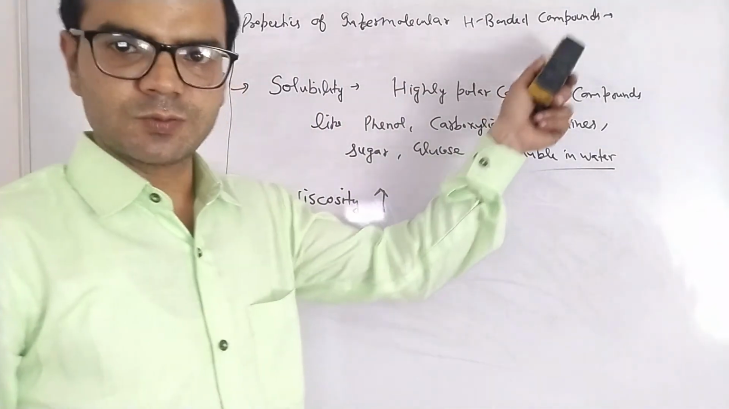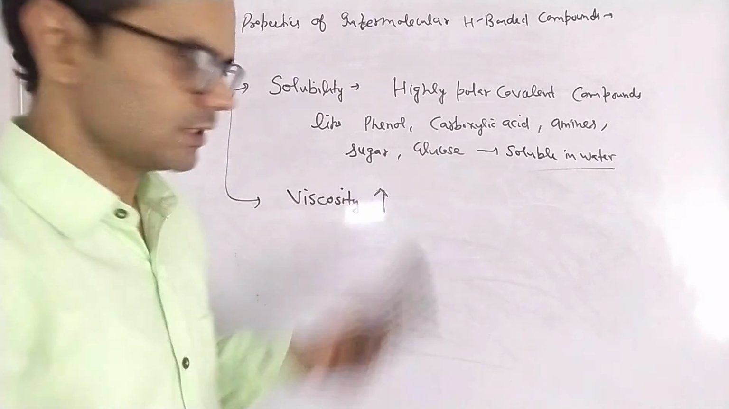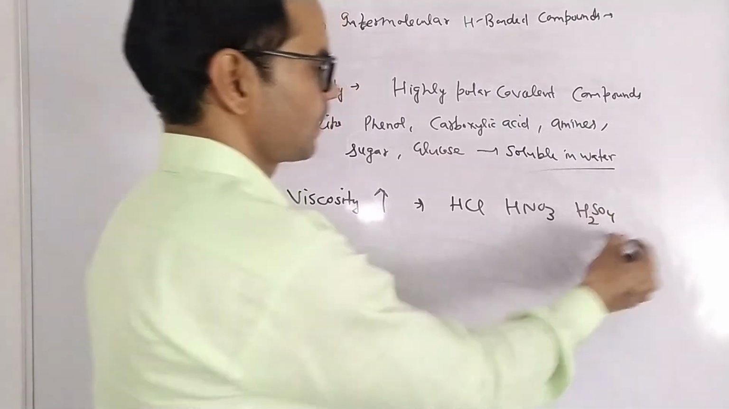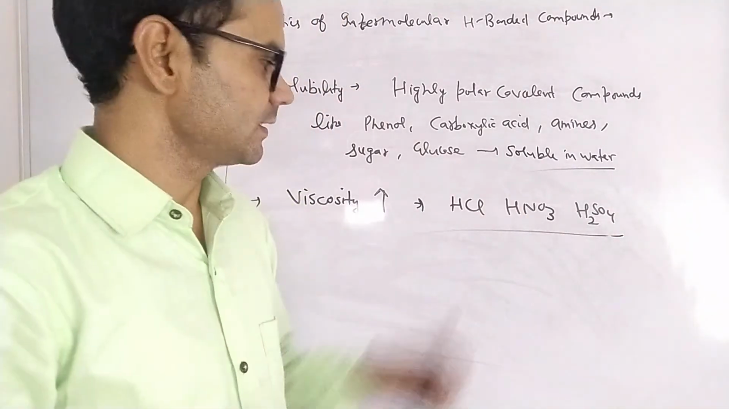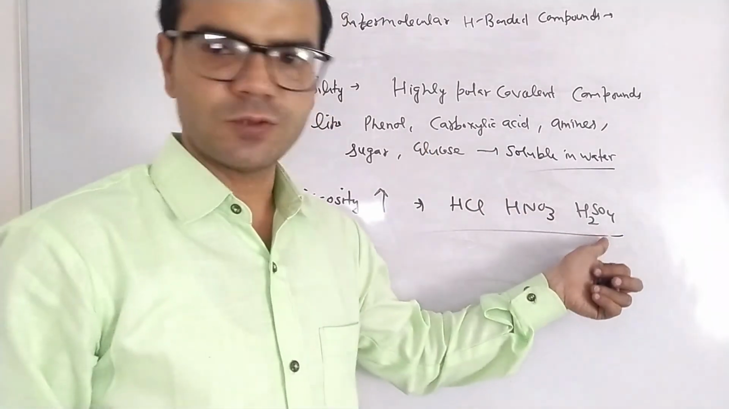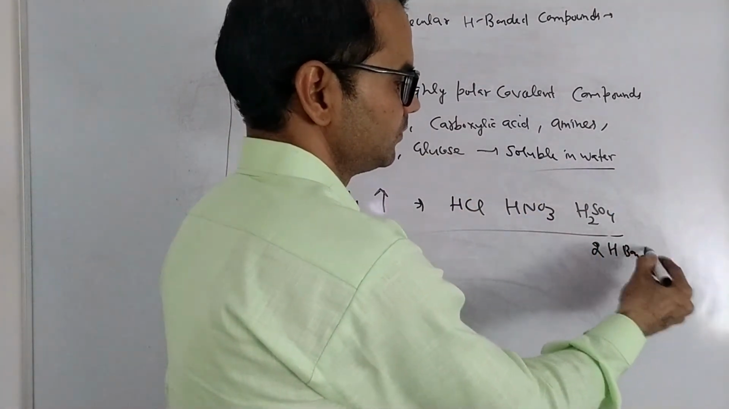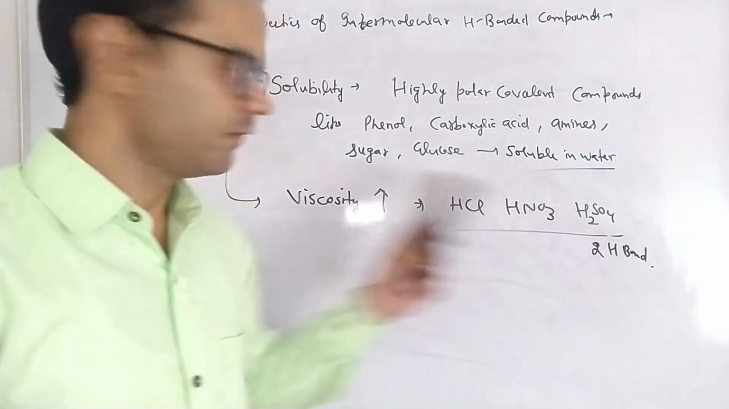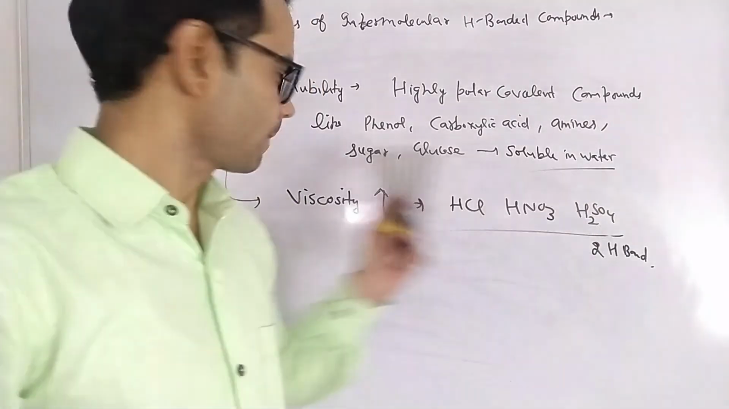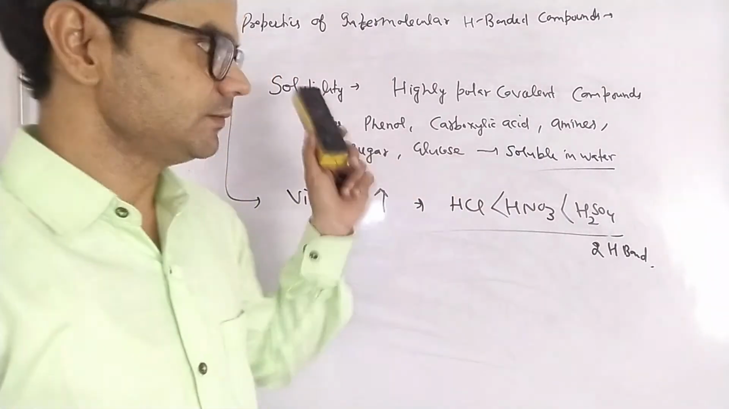viscosity. Intermolecular hydrogen bonded compounds possess high viscosity, and if the number of hydrogen bonds is increasing, then viscosity also increases. Question is which is more viscous? We can see HCl does not form hydrogen bond, but nitric acid forms one hydrogen bond, and H2SO4 forms two hydrogen bonds. So the number of hydrogen bonds is higher, viscosity is higher, so H2SO4 will form two hydrogen bonds. So it has a more viscous nature, right?